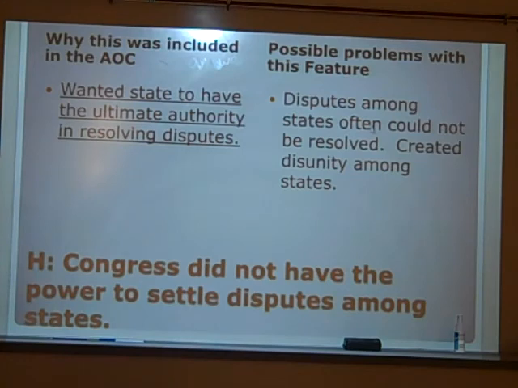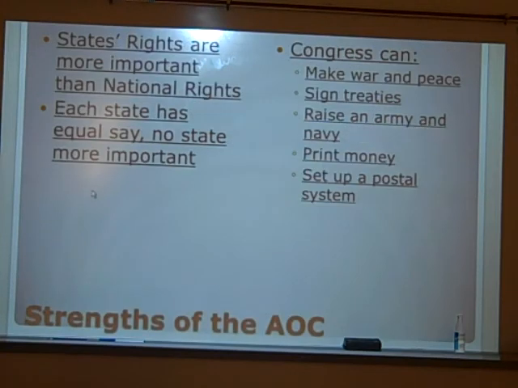Next one. Congress did not have the power to settle disputes among states. Basically, that's where the judicial system sits today, but they wanted the state to have ultimate authority in resolving disputes. They wanted each state to work with each other, to be friends. This would, when they don't get resolved, we start breaking up some more. And that was the final of the matrix.